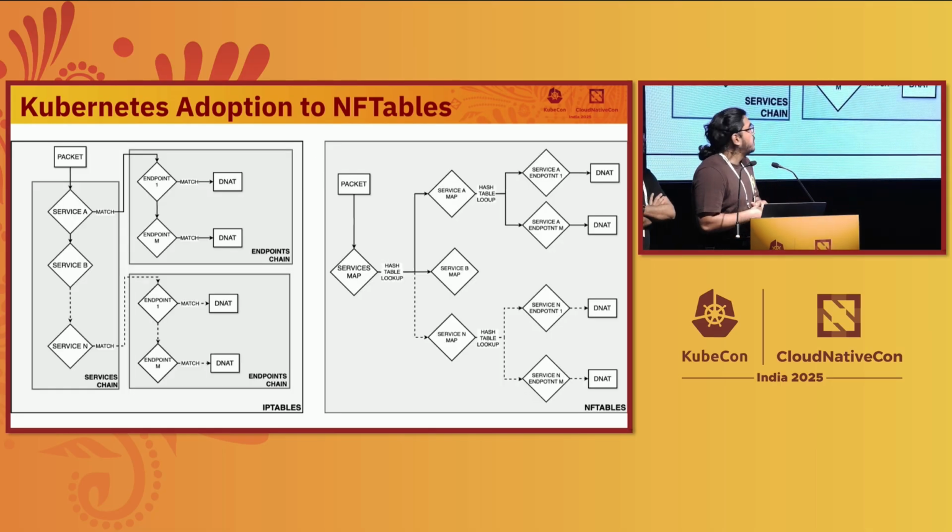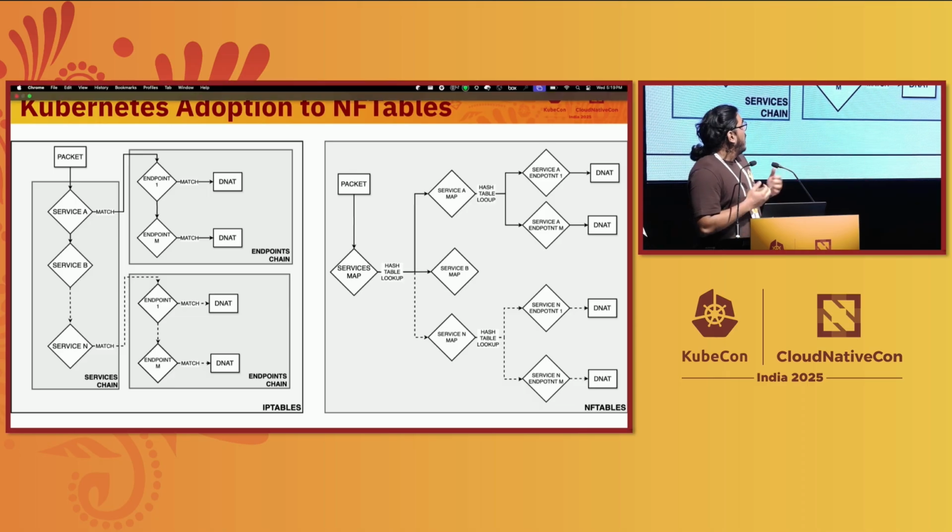This is an example of how the packet flow happens in the data programming. On the left side is iptables, and as you can see, a packet entering the kernel goes over all the services. Attributes based on the headers are matched, and whichever service it matches, it goes to the endpoint chain, and again it traverses through all the rules in the endpoint chain. So this makes the packet matching complexity O(M*N), where M is the number of services and N is the number of endpoints.